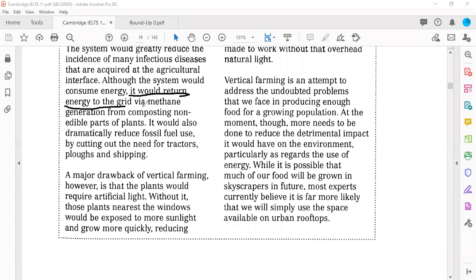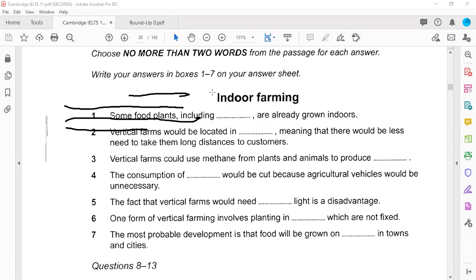It would return energy to the grid via methane generation from composting non-edible parts of plants. The methane gas can be used as fuel to produce energy. Vertical farms could use methane from plants and animals to produce energy or fuel.